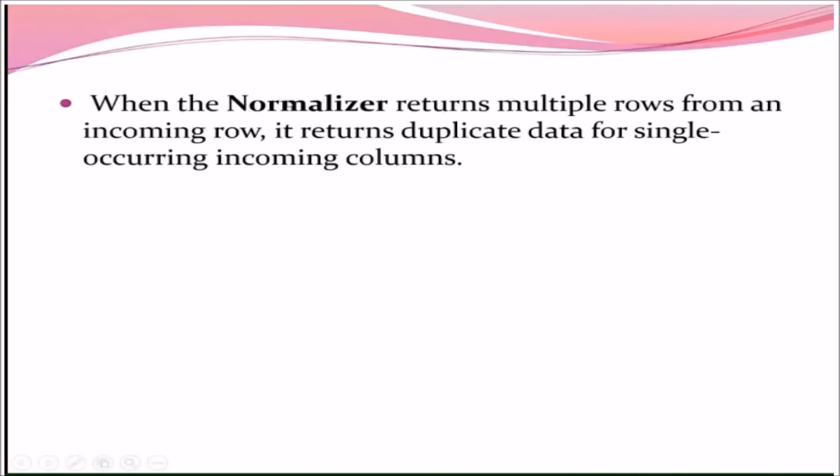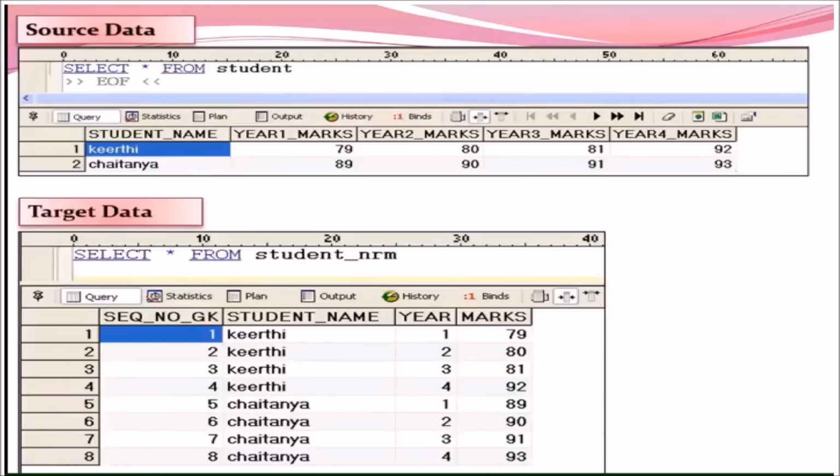When the normalizer returns multiple rows from an incoming row, it returns duplicate data for the single occurring incoming columns. Here you can see this is the single occurring incoming column, but the year marks are the multiple occurring column. So the single occurrence column will have duplicates in the target. That's what I am saying here.